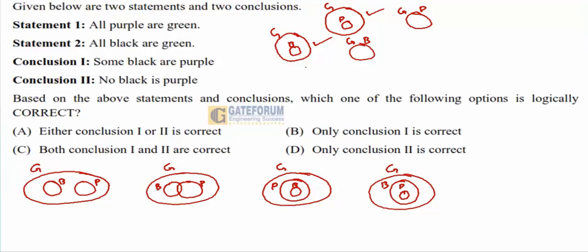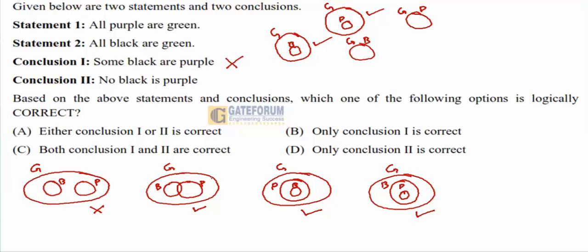The first one says that some black are purple. Well, some black are purple is indeed true in some cases, because some can be 100%. Some black are also purple is true. But here some black are purple is absolutely false. And if in any one case the conclusion is proved to be not fitting, then we can say the conclusion is wrong. So some black are purple is wrong.